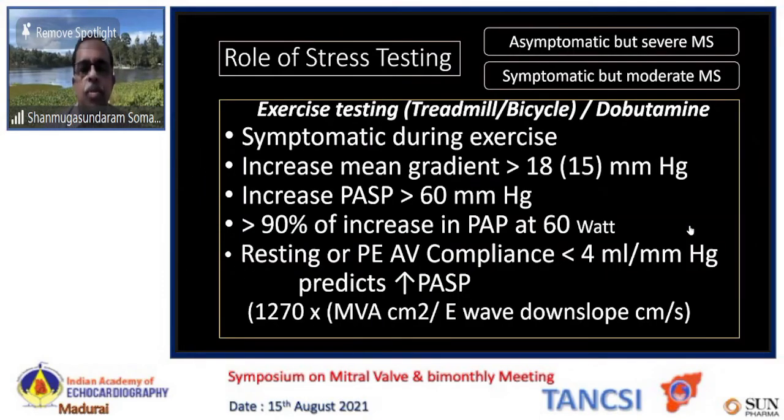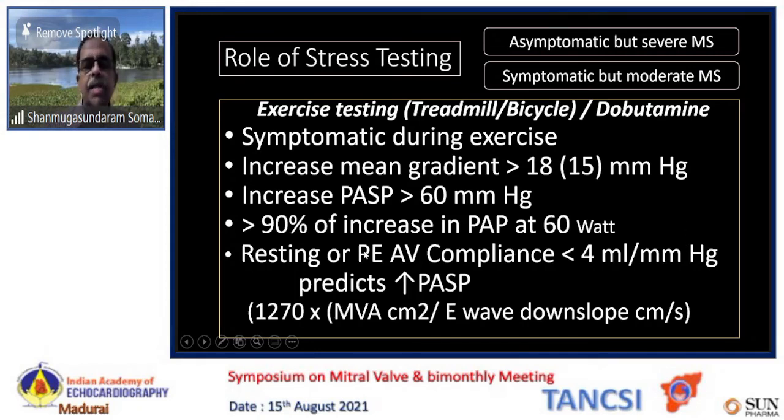At times, when you have a patient who has no symptoms but echocardiographically severe MS, or the opposite of this, somebody with moderate MS but limiting symptoms, you have stress testing to resolve the problem. If the patient becomes symptomatic, if the mean gradient reaches 18 millimeters of mercury, or if the pulmonary artery systolic pressure crosses 60 millimeters of mercury, you know that you are dealing with somebody who needs intervention.